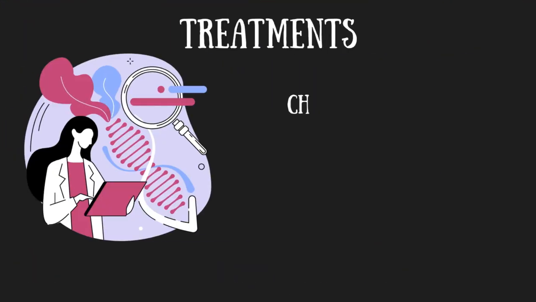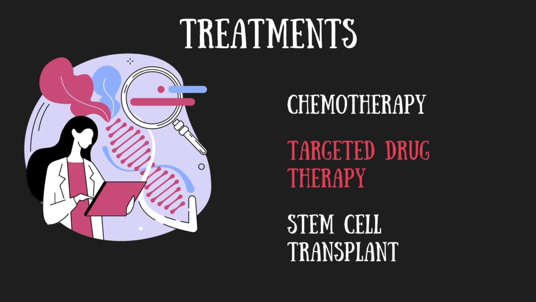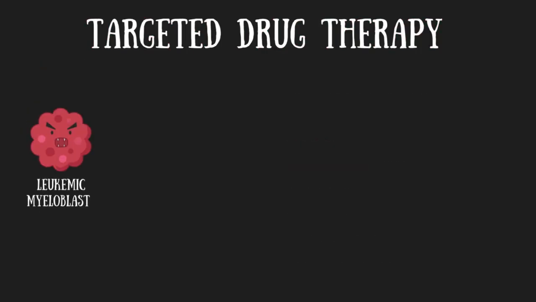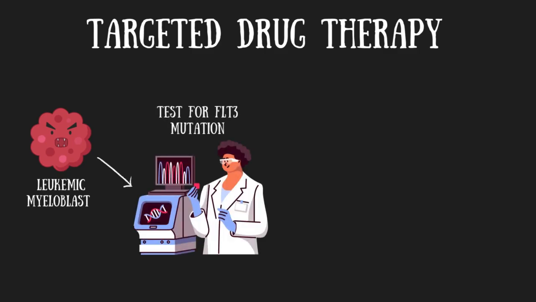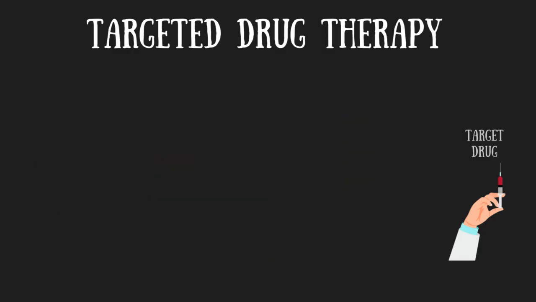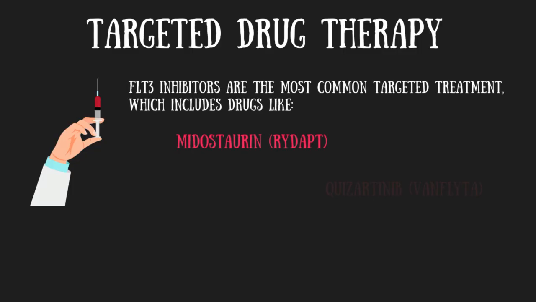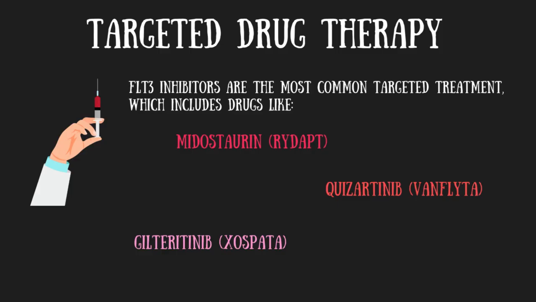Treatments for AML include chemotherapy, targeted drug therapy, and stem cell transplants. The most promising treatment is targeted drug therapy, as scientists can test leukemic cells for oncogenes like FLT3. If the gene is present, they can use specific targeted drugs. FLT3 inhibitors are the most common targeted treatment, which includes drugs like midostaurin, quizartinib, and gilteritinib.